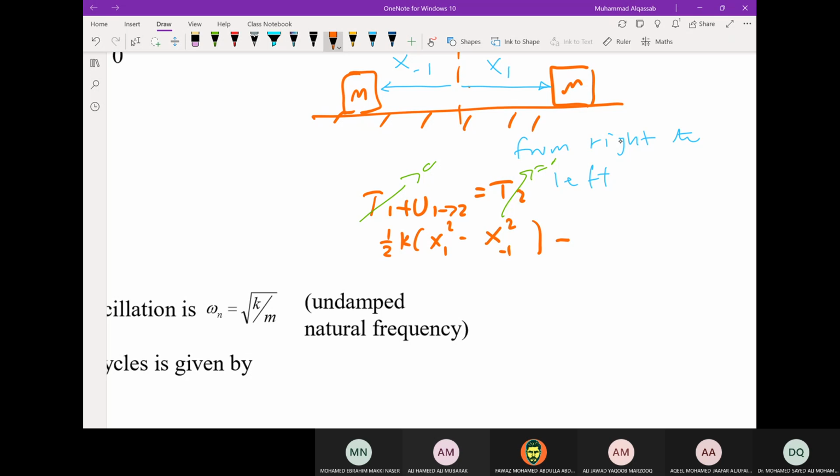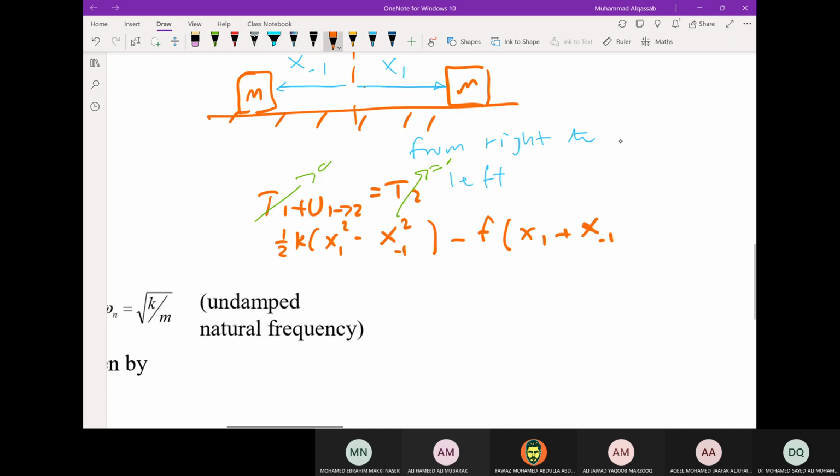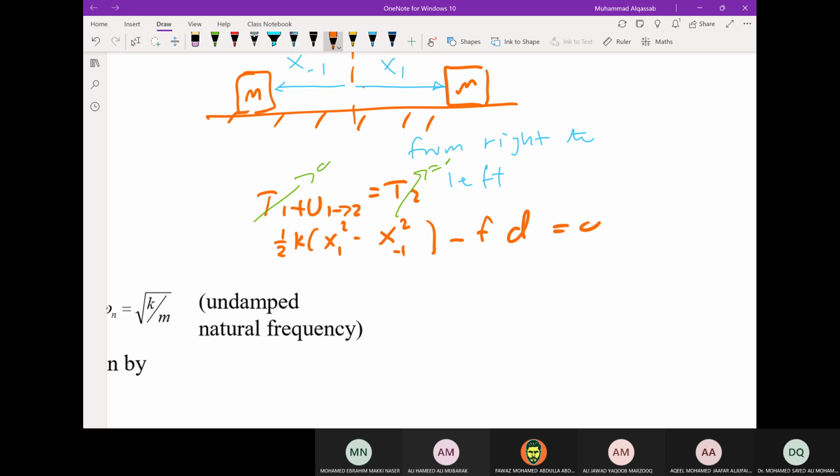Always the friction force is negative. It is F times the total distance d. D is x of 1 plus x of minus 1. Now x of minus 1 is an absolute value here. Just think of this as absolute value. X of minus 1 is the positive value. We are taking distance. So let's say this is d equal to 0, and d is this distance. So it is simply equal to x1 plus x of minus 1.